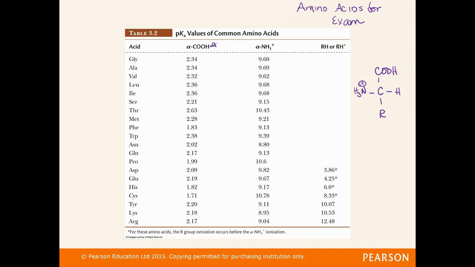See this alpha COOH? That's this one. And these are listed here as your pKa values. Now, I just said to you guys that you don't need to memorize these, but let's look at the numbers. If you notice, every single one is around a pKa of 2.